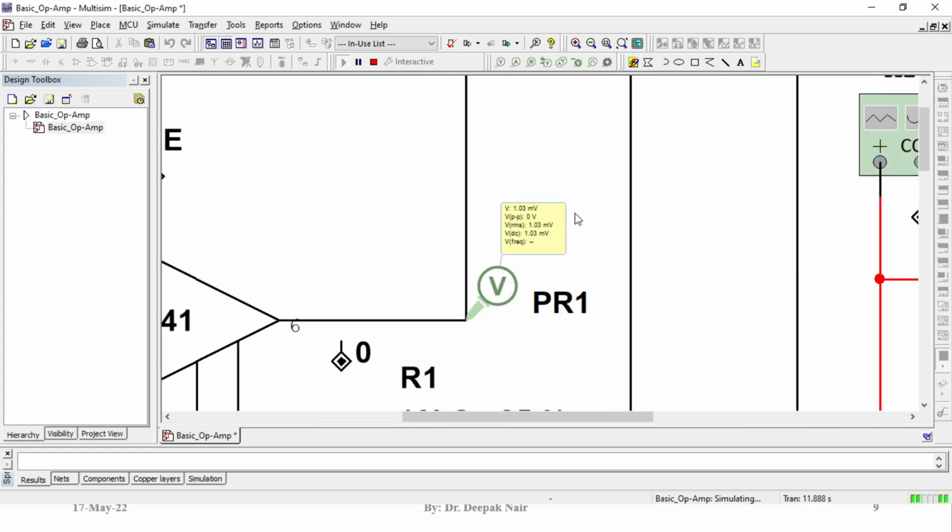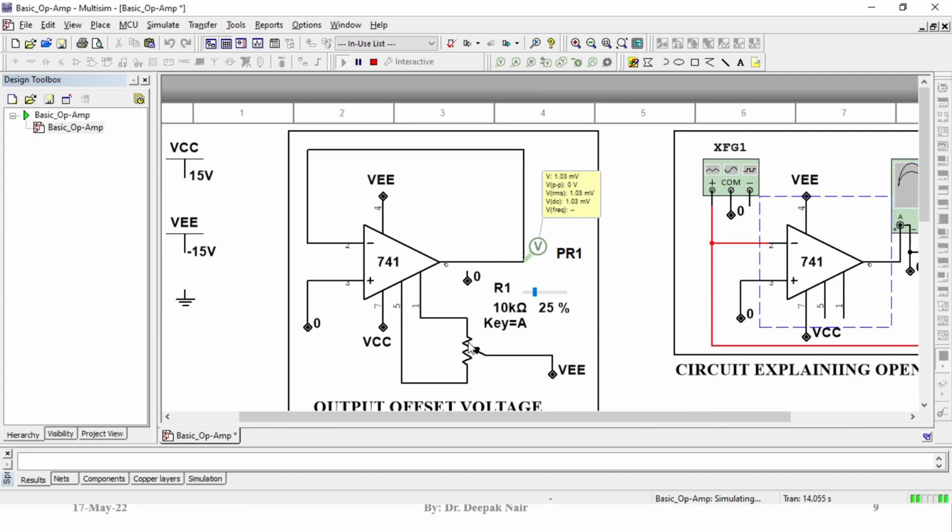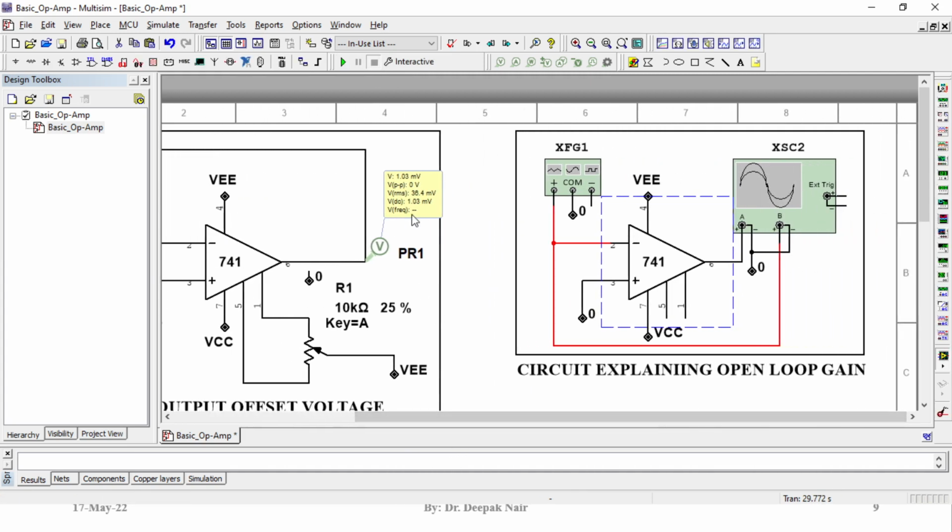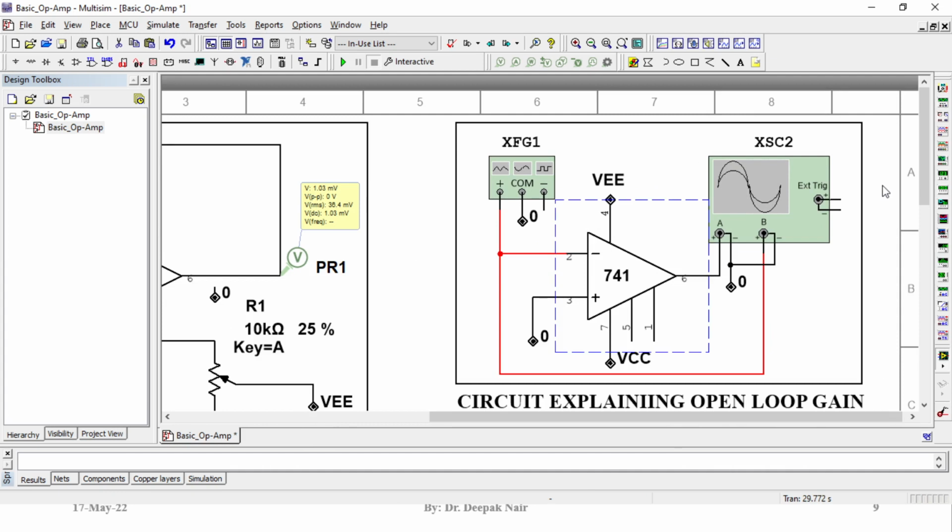We can neglect it, but in general, if you don't want to neglect it, you can connect a potentiometer between pin number 1 and 5, and the middle terminal of the potentiometer can be connected to the negative supply terminal of the op-amp and tuned to make the output 0 volt. By that we can make the offset null 0.